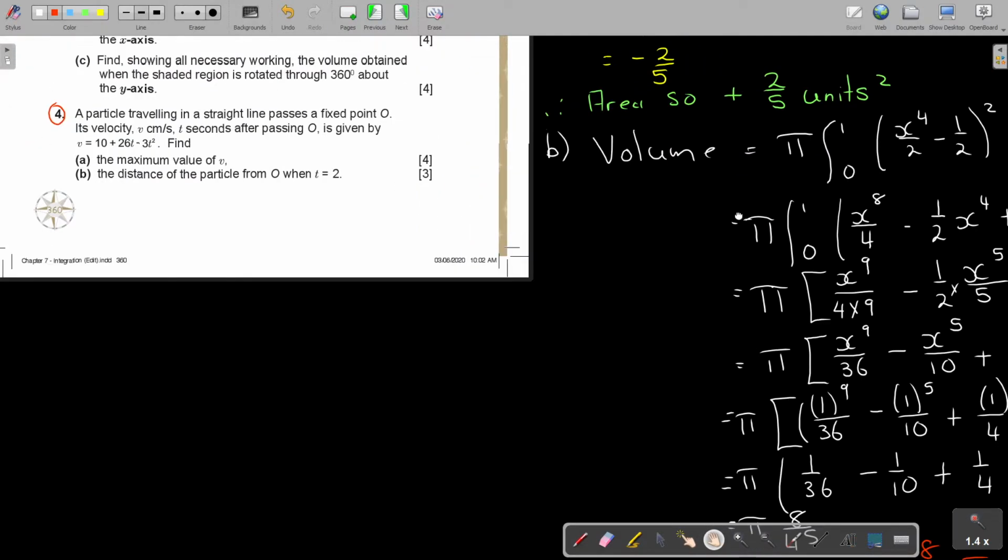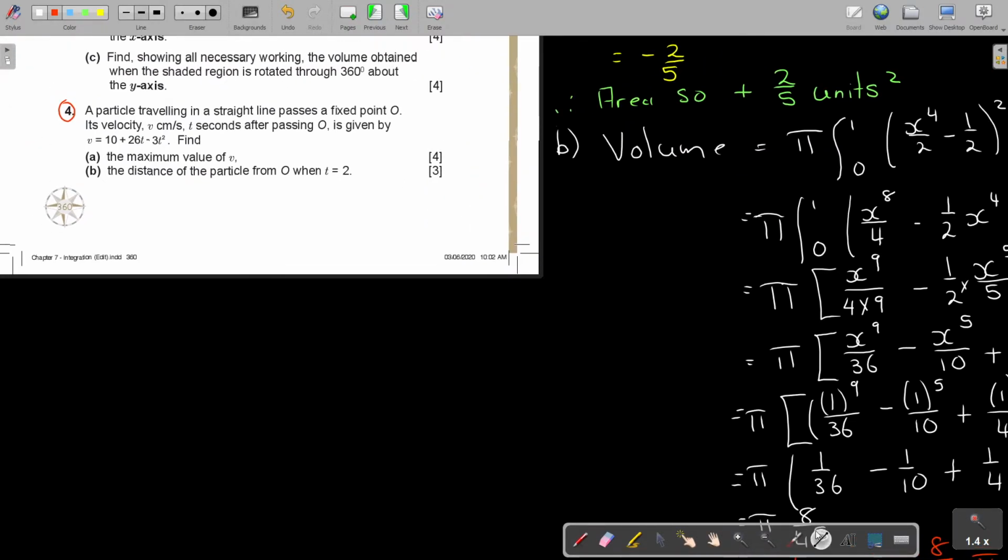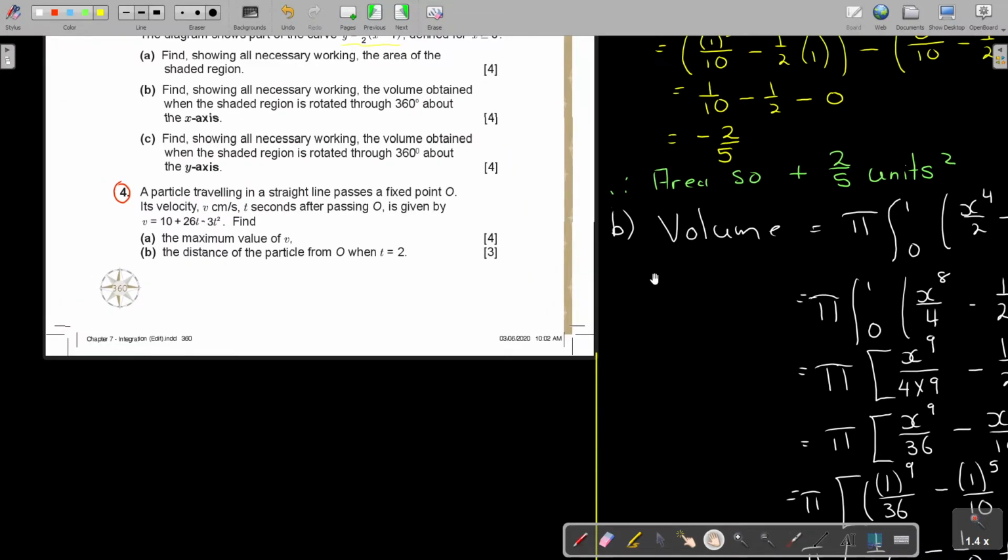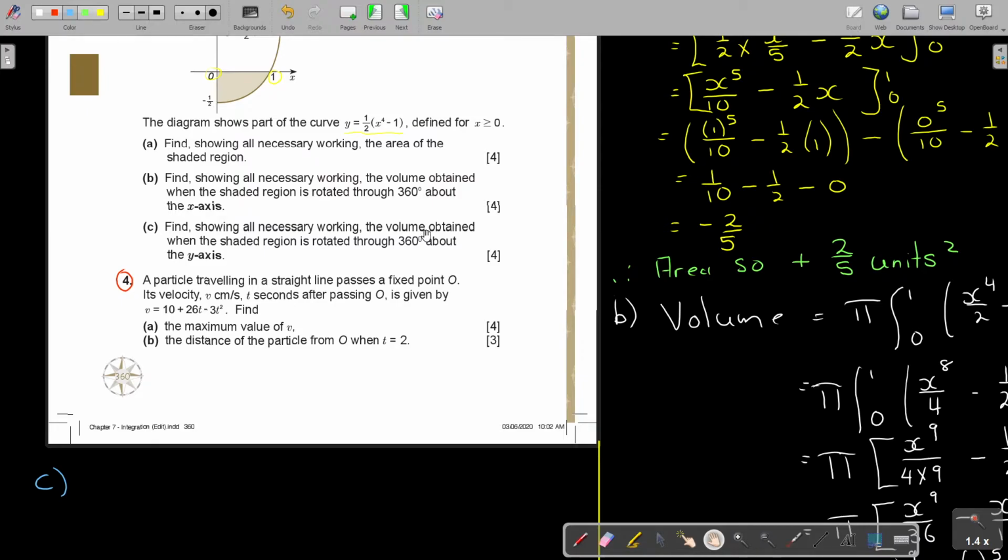Okay, now again, just for my space sake, I'm going to do number C here. Just going to make it like that. And then, because then I can compare it there. Okay, so let's start with number C. Find, showing all necessary work, the volume obtained when the shaded region is rotated 360 about the y-axis. Okay, so it's still going to be volume. It's still rotation, but it's now not around the x-axis, it's around the y-axis. Okay, so we're going to still say volume.